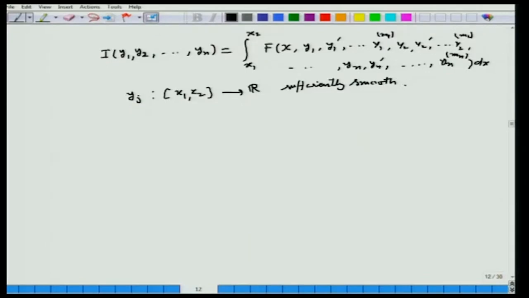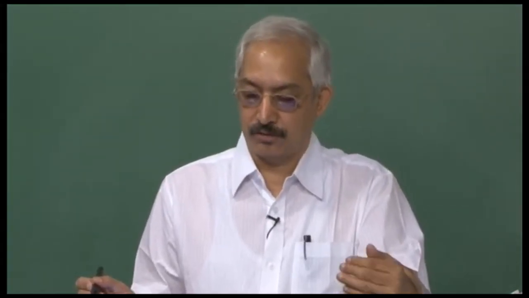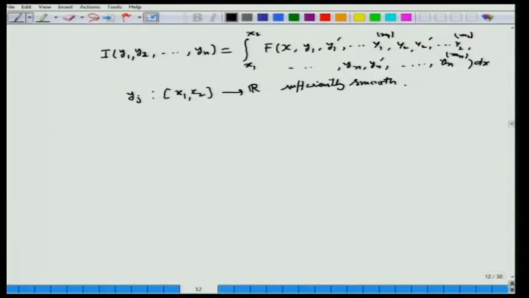Earlier in the first case we had taken only one function, one dependent function y1. So, our functional I of y1 was integral x1 to x2 f of x, y1, y1 prime. Then we considered I of y1, y2, yn, f of x, y1, y1 prime, y2 prime and up to yn prime, and like that we went to higher order derivatives also. And so, all those cases were particular cases of the most general functional of this type. And here of course, these yj's satisfy certain boundary conditions.